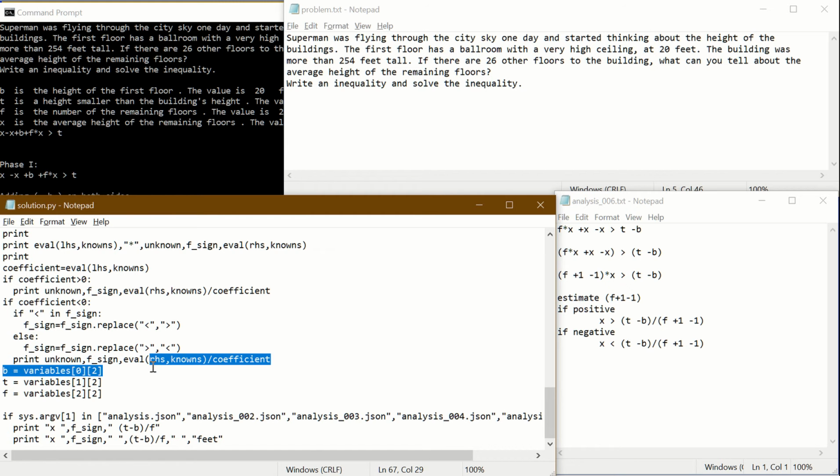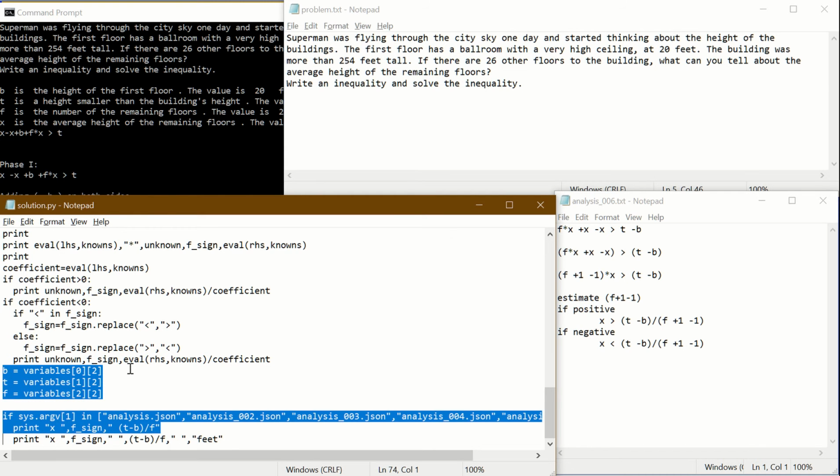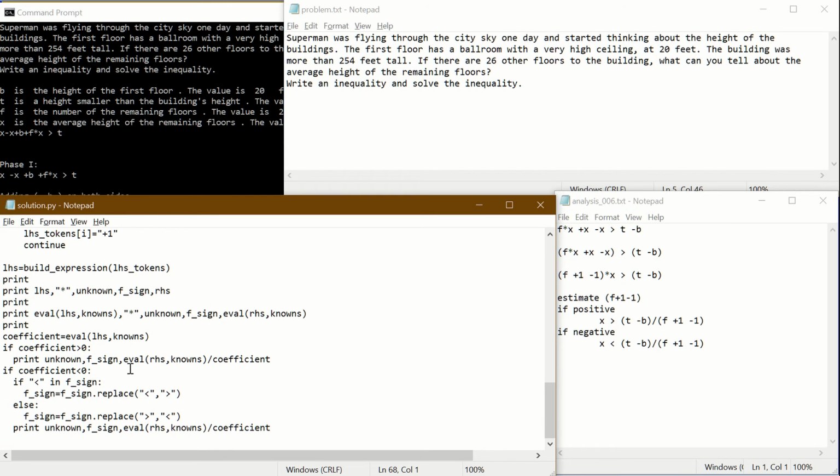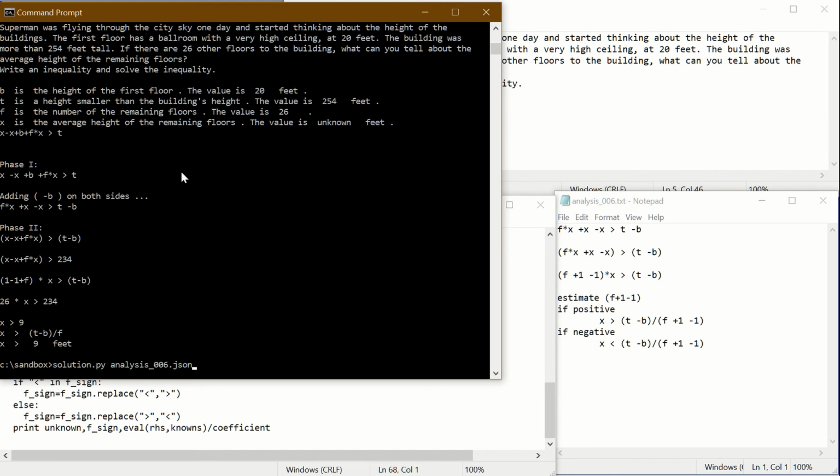Okay, so we don't need this code anymore. We had it here for testing purposes. Okay, I will save this file. And let's run our test cases. So starting with the initial test case.